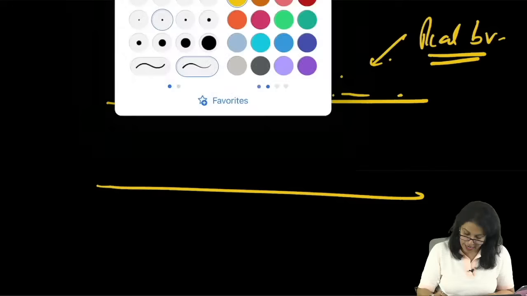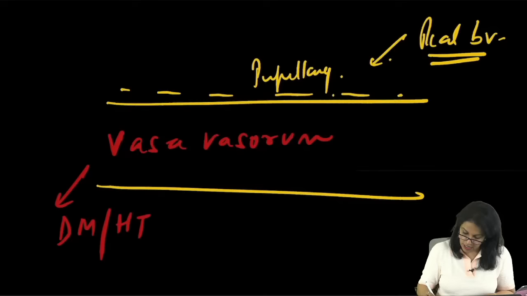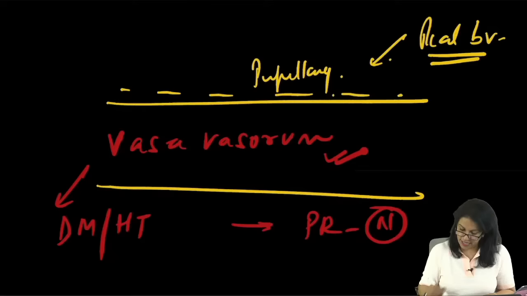Now, because this is supplied by vasa vasorum, in all the medical causes, diabetes, hypertension, this is involved. Therefore, pupillary reactions are normal, they are spared.